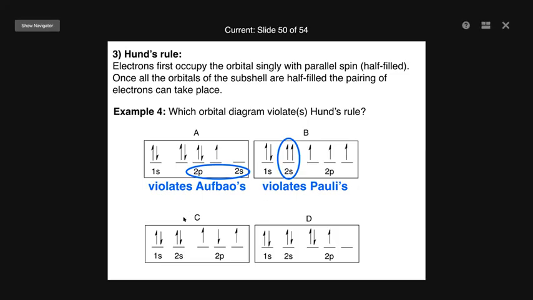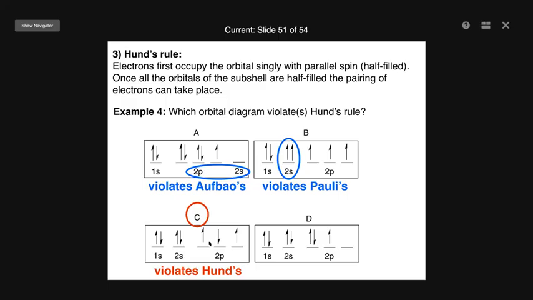Now what about C? Okay, so C, we have 1s filled, 2s filled, and 2p filled. So that's good. It follows the Aufbau principle. And does it violate Pauli's exclusion principle? The answer is no, because all of these have different quantum numbers. So that's good. But it violates Hund's rule.